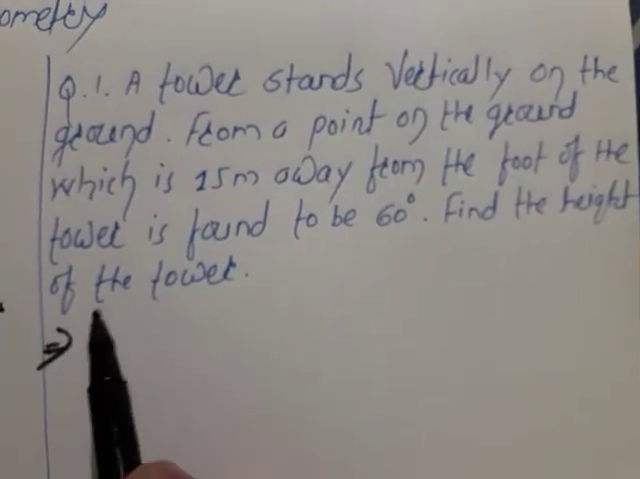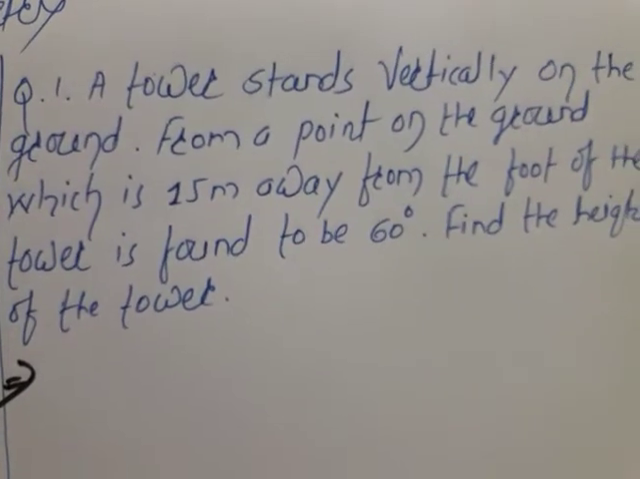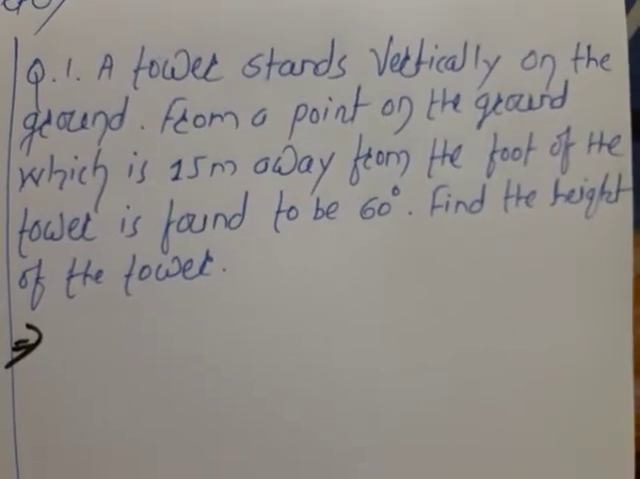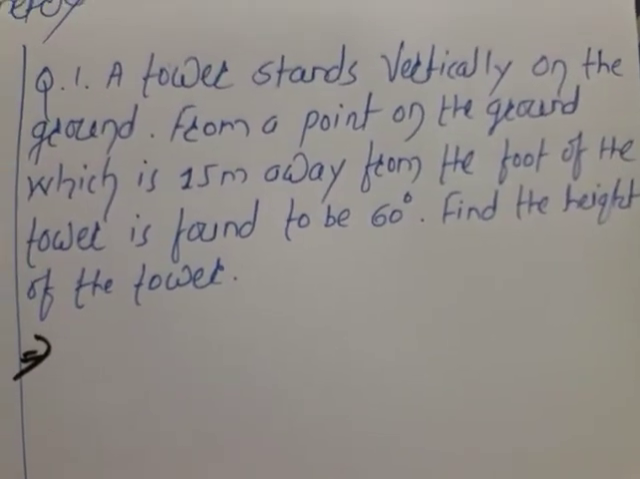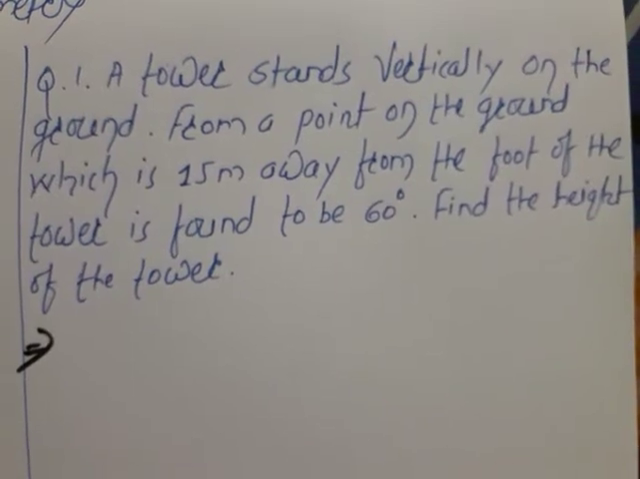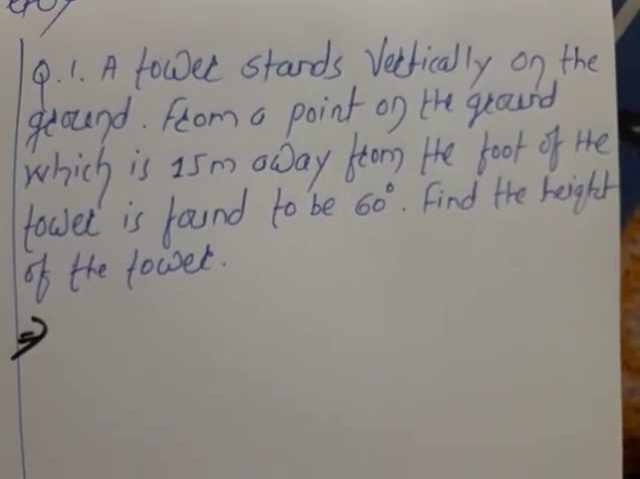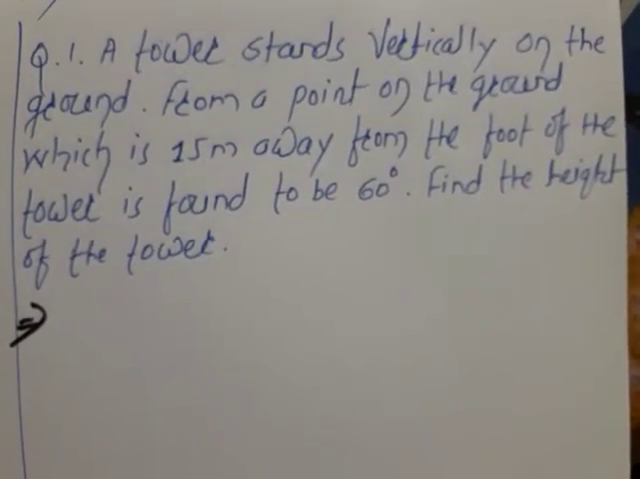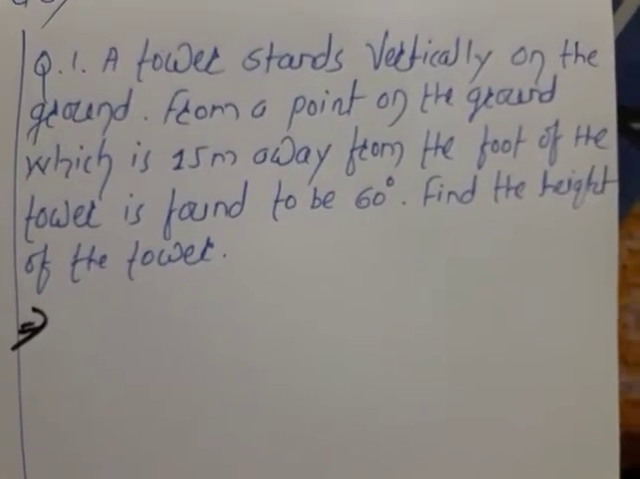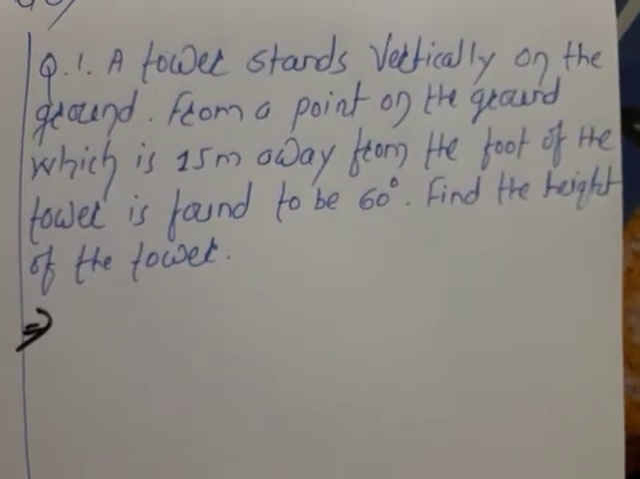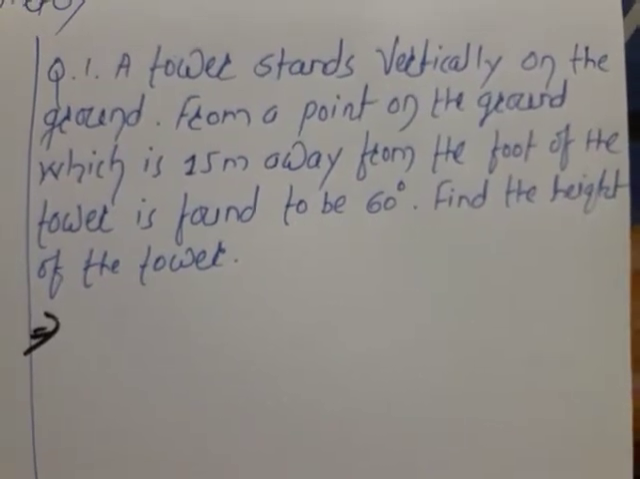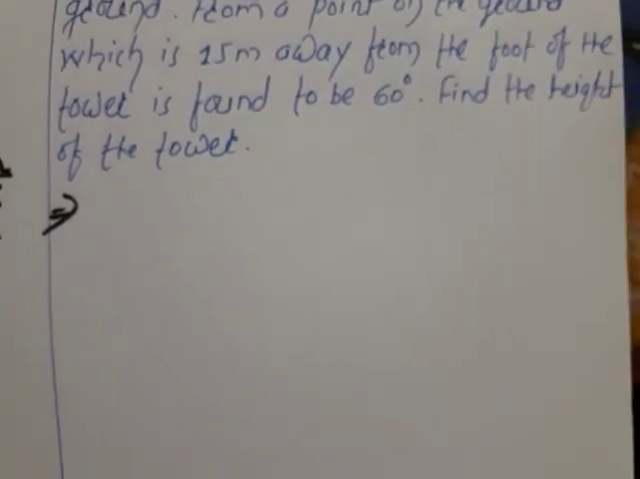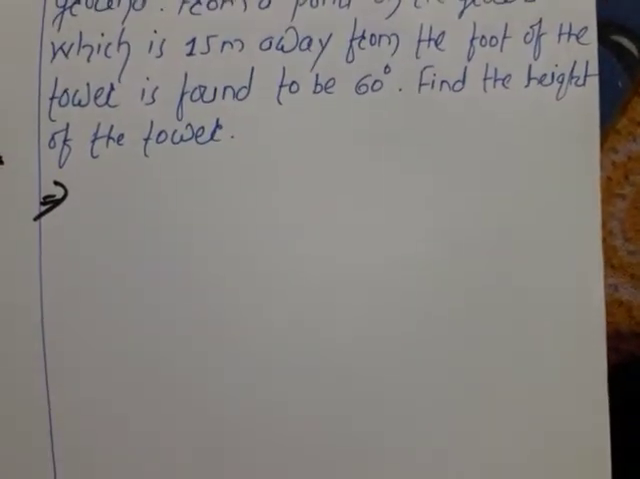First of all, read this example. A tower stands vertically on the ground. From a point on the ground, which is 15 meter away from the foot of the tower, the angle of elevation is found to be 60 degree. Find the height of the tower.